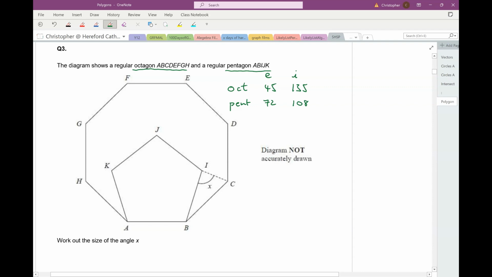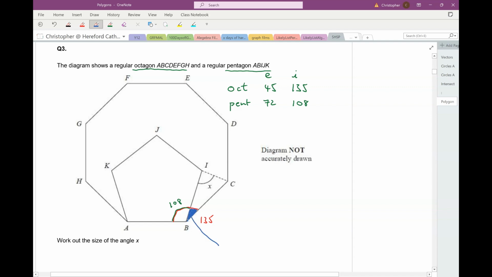So let's see what we can work out here to work out the size of angle x. Well, I know that that is the interior angle of the pentagon, so that is 108. And I know that this red angle here is the interior angle of the octagon, so that red angle is 135. So the difference between those two angles, 135 minus 108, is that angle there.